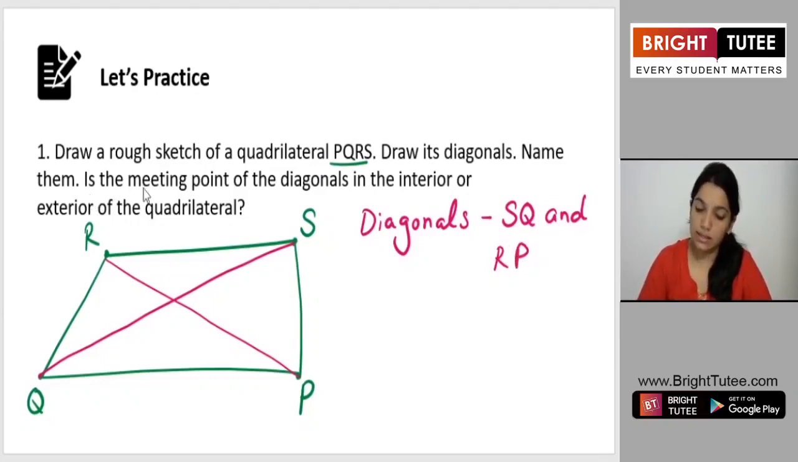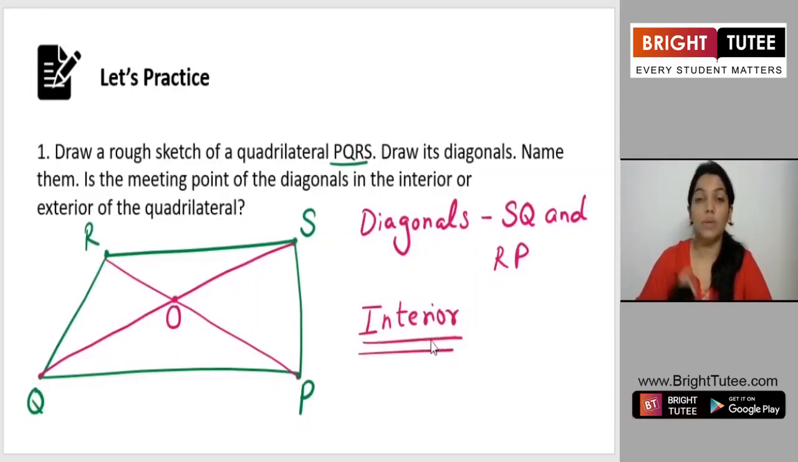Now they are asking about the meeting point of the diagonals. Let's name this point, where the 2 diagonals are meeting, as point O. Is it in the interior or in the exterior of the quadrilateral? Where do you see it is? Of course, it is in the interior region, right? So we learn from here that every time we see diagonals, they meet in the interior of a given shape. Okay, moving ahead.